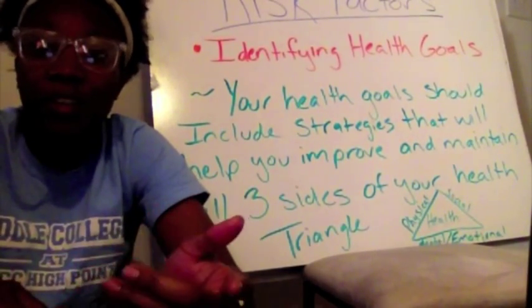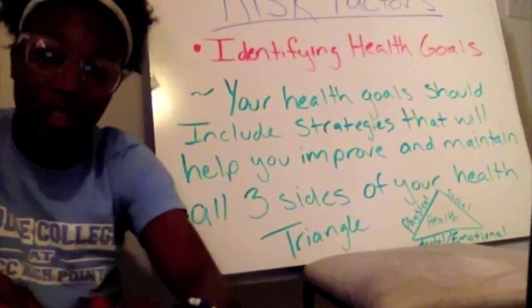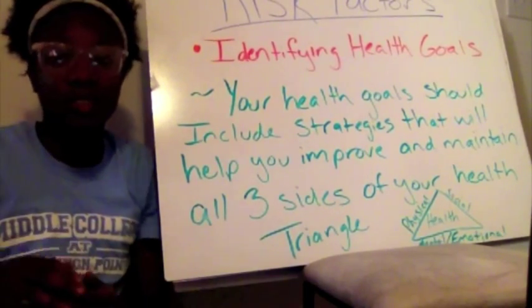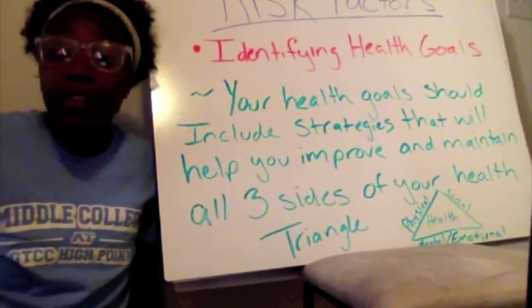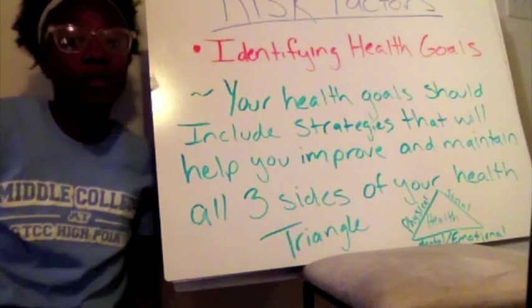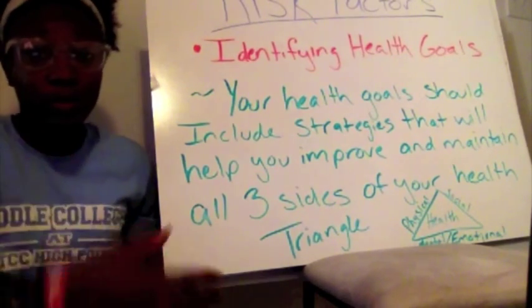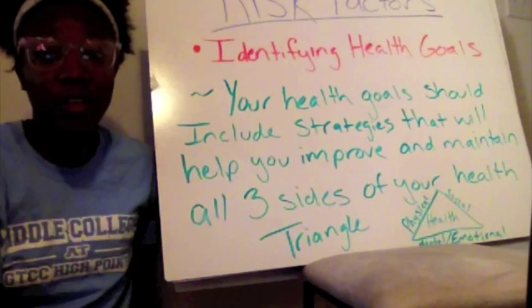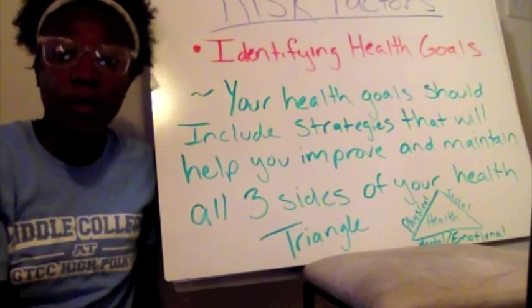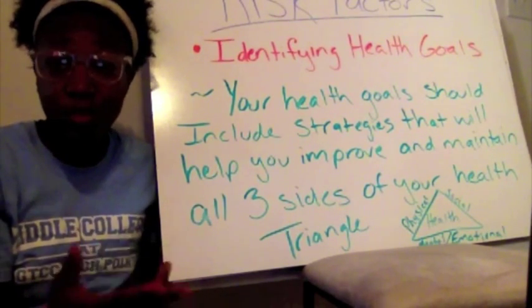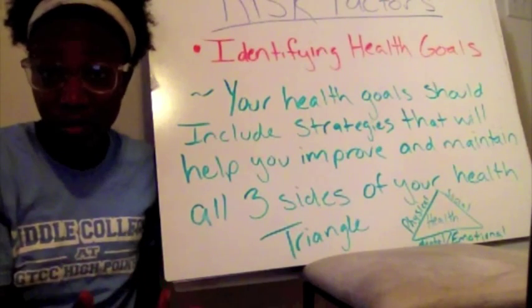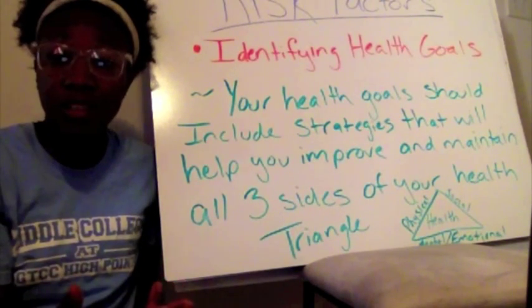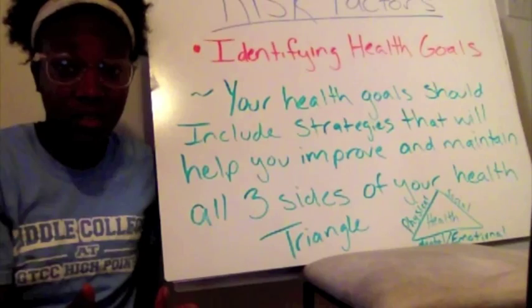Still on the topic of identifying health goals, the next topic will talk about risk factors. Still talking about the three sides of your triangle. We all know that your health goal should include all sides of your triangle. So when we talk about risk factors, there are two types of risk factors that we will talk about: uncontrollable risk factors and controllable risk factors.